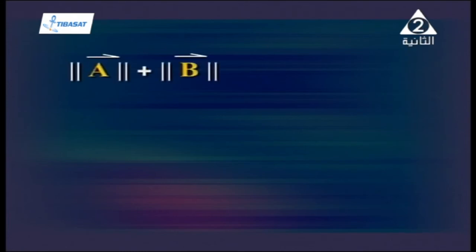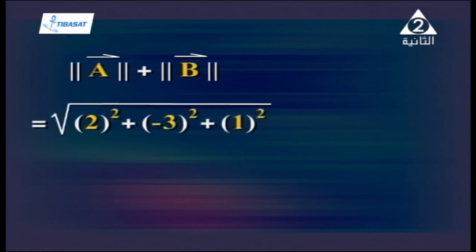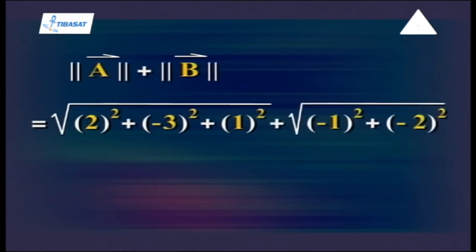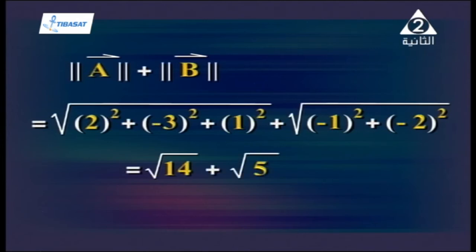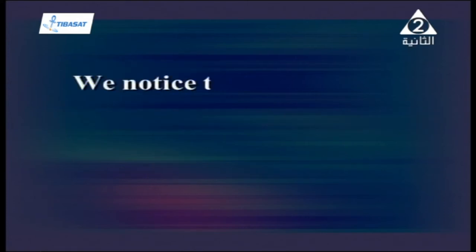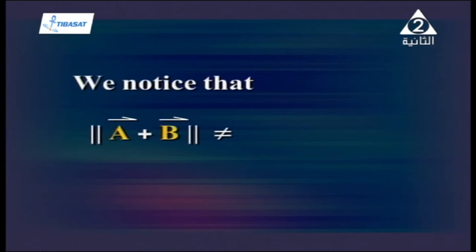But there is a difference between the norm of A plus B and the norm of A plus the norm of B. Look at the norm of A: the square root of 2 squared plus negative 3 squared plus 1 squared. Plus the norm of B: the square root of negative 1 squared plus negative 2 squared. The answer is square root 14 plus square root 5, which does not equal the norm of A plus B. You know that the norm of A plus B does not equal the norm of A plus the norm of B.